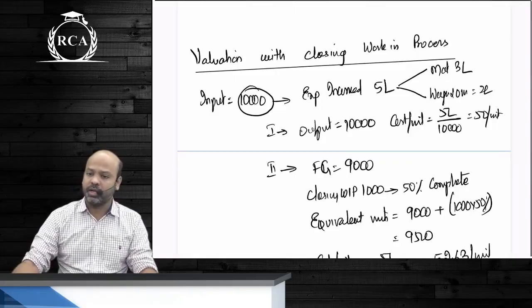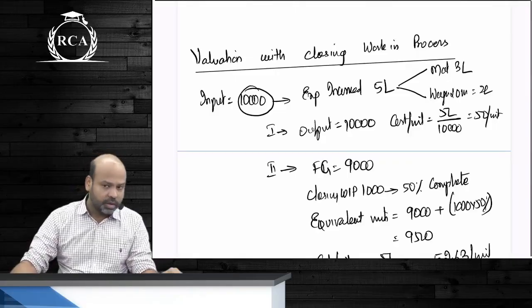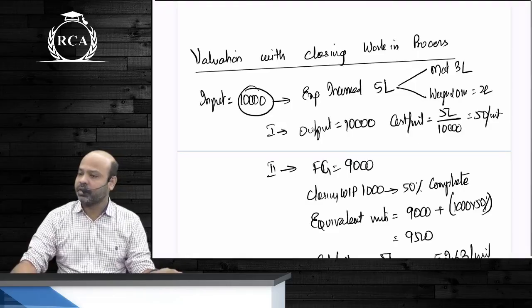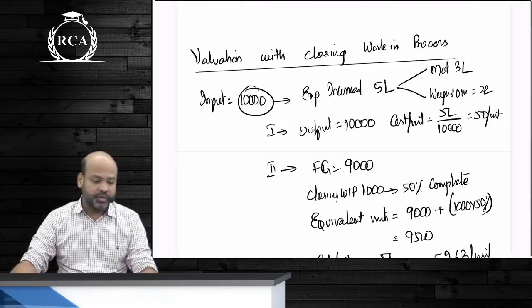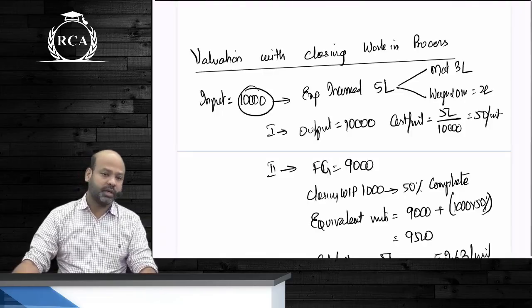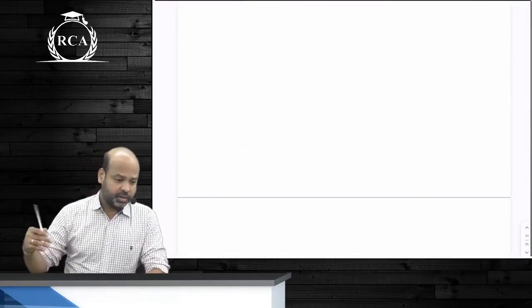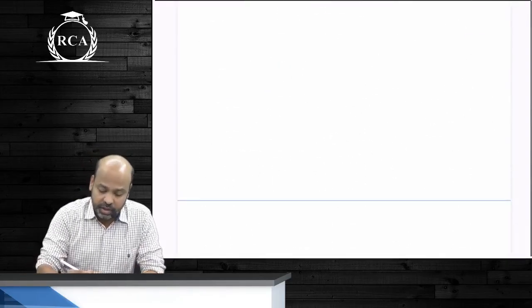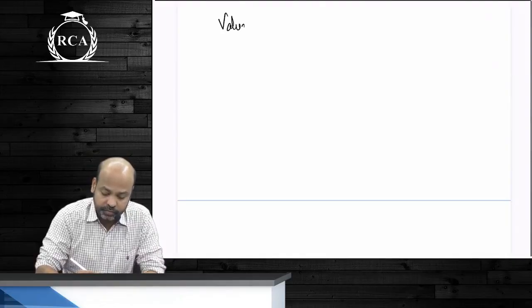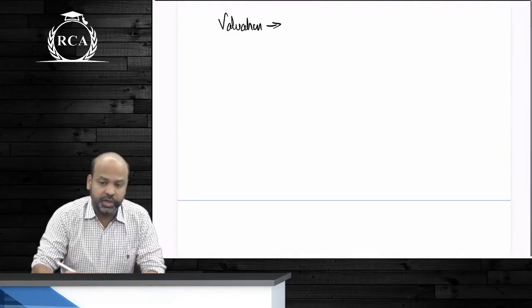1000 units are in process. Degree of completion 50%. Valuation: उसके नीचे completed units का value क्या रहेगा? Valuation guys, what will I write beta?